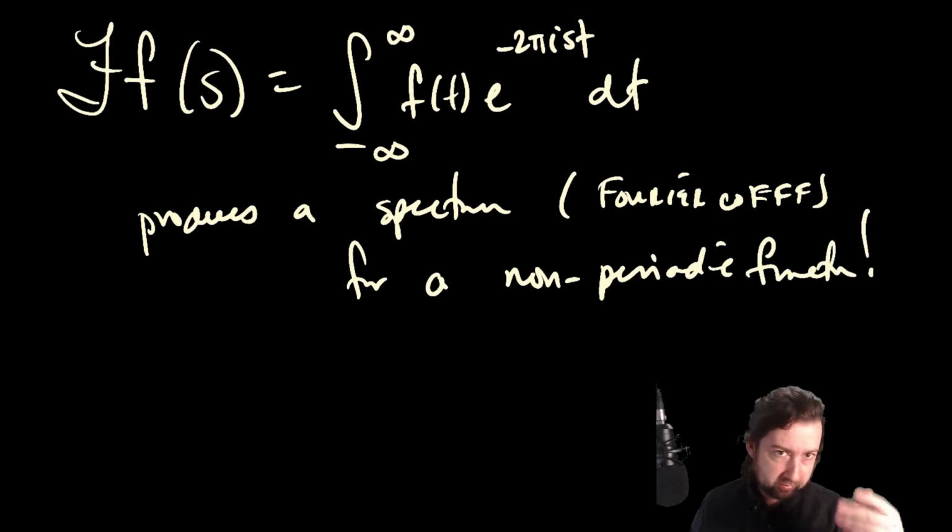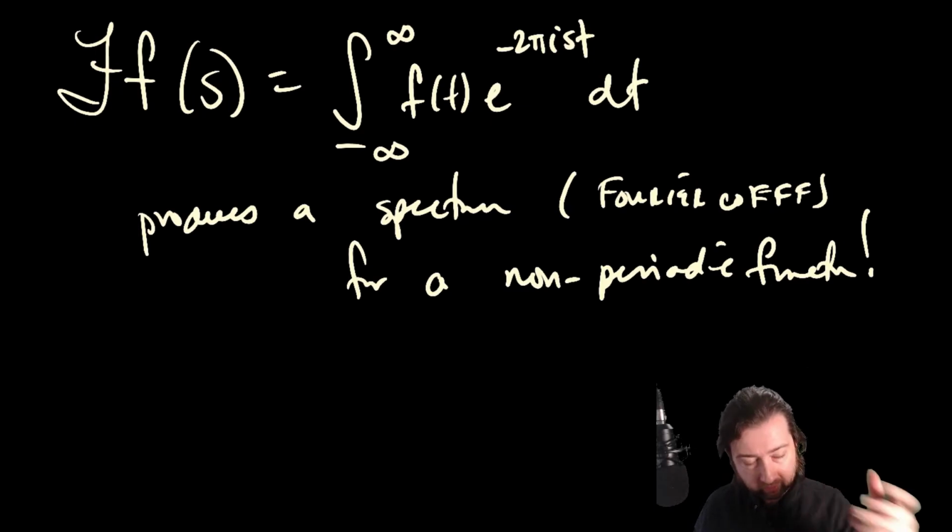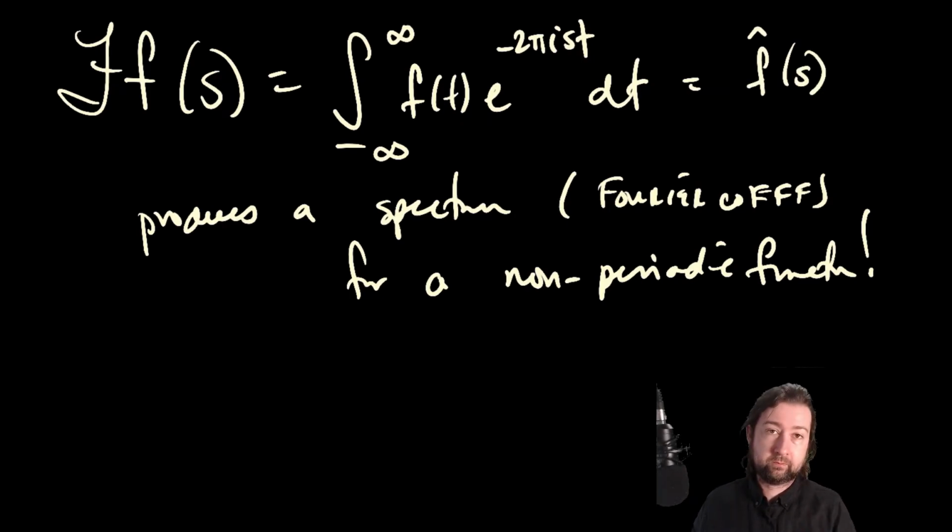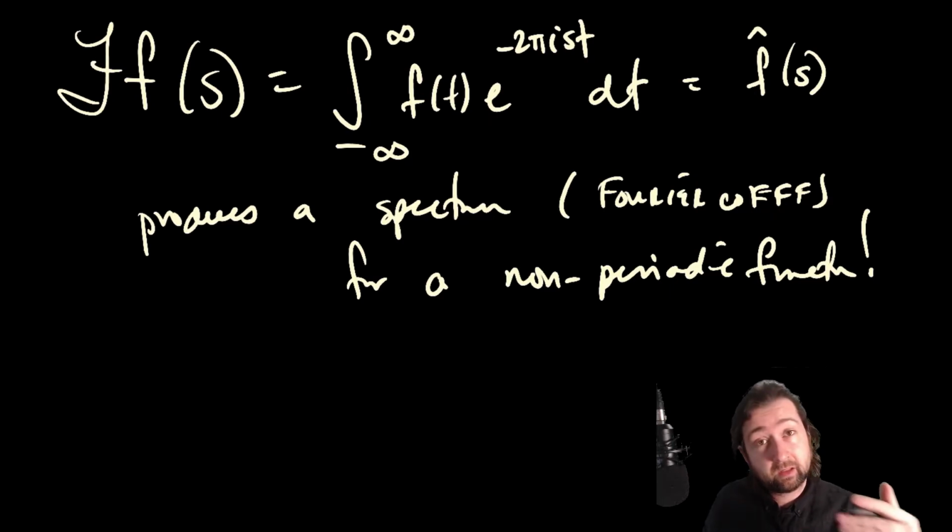Another notation for this, corresponding to what we've already done with Fourier coefficients, is f hat of s. In either case, we take this integral formula and apply it to a function f, and what's produced is something like the Fourier coefficients, except now it's continuous and not discrete. So now that we have the Fourier transform, a formula for turning f into f hat, we want to know how to go backwards.